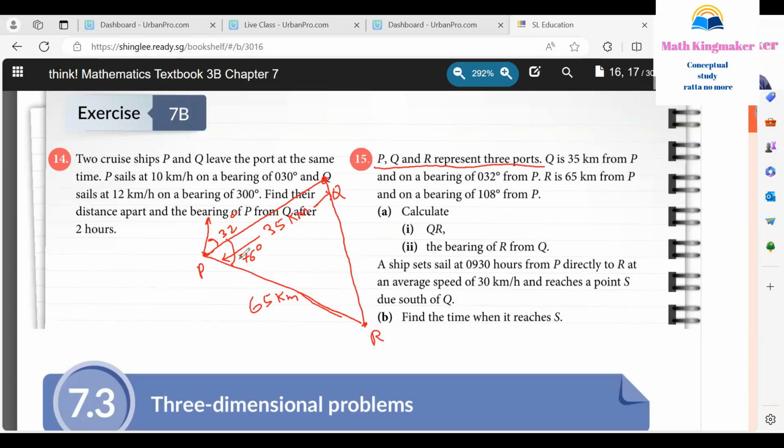Cos 76 would be, by cosine rule, equal to 35 square plus 65 square minus QR square, divided by 2 into 35 into 65. Isn't it? Okay, now the second one is the bearing of R from Q. So the bearing of R from Q will be given by this angle. This angle will give you the second answer.